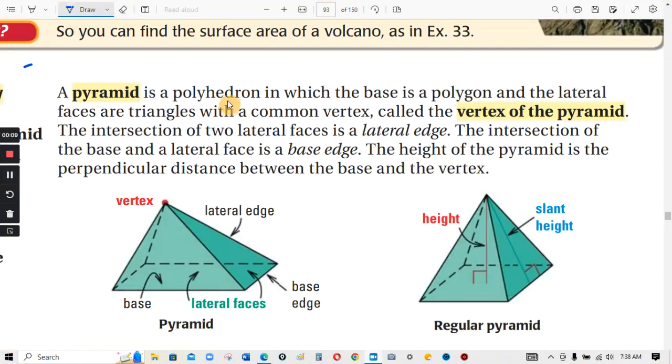A pyramid is a polyhedron in which the base is a polygon and the lateral faces are triangles with a common vertex called the vertex of the pyramid. The intersection of two lateral faces is a lateral edge. The intersection of the base and a lateral face is a base edge. The height of the pyramid is the perpendicular distance between the base and the vertex.